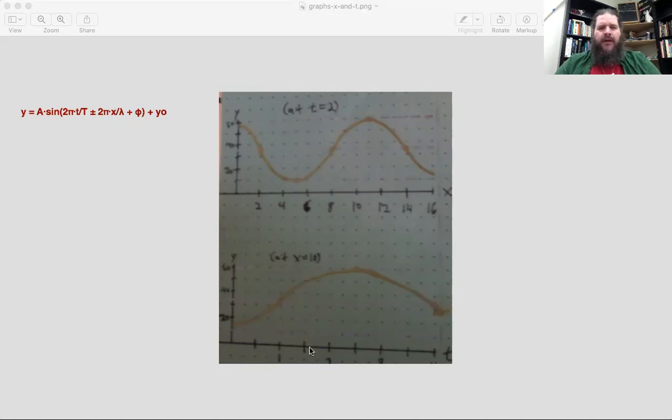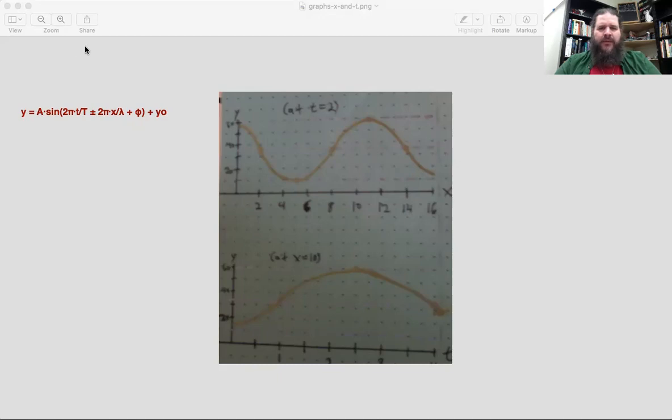So let's say we want to find this equation, all the values in the equation, from these two graphs. And first of all, why do we need two graphs of the same wave? What's the difference between these two graphs? One's a y versus x and one's y versus t.